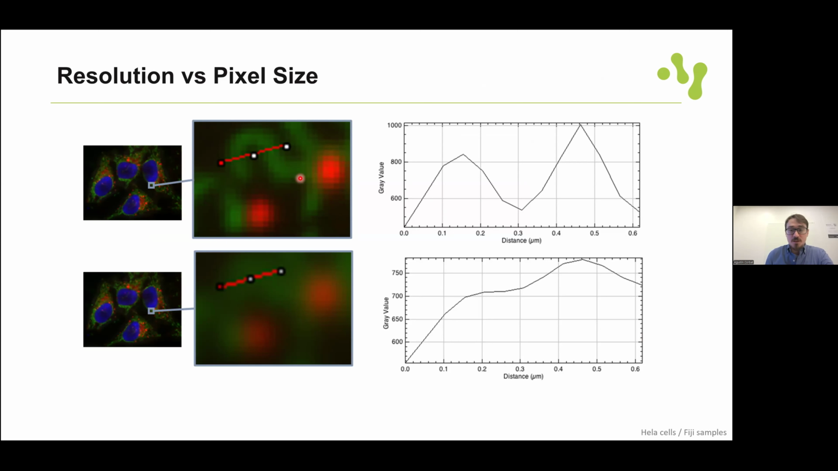In this case, for example, we can see two images that we acquired with the same pixel size, but with different resolution. So we see even though the pixel size is the same, if we change the imaging system, the resolution will be different. And in some cases, we will be barely able to distinguish between these two structures over here.